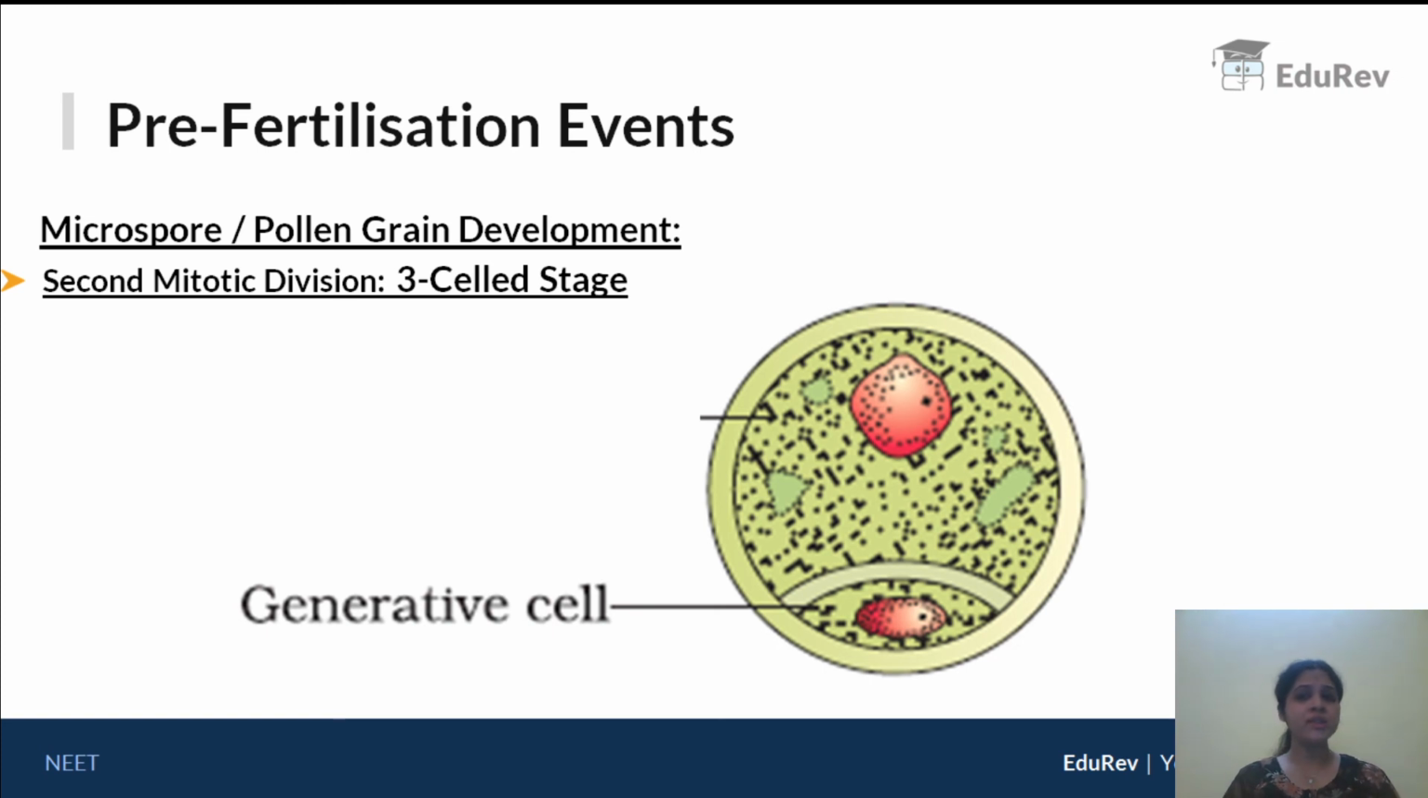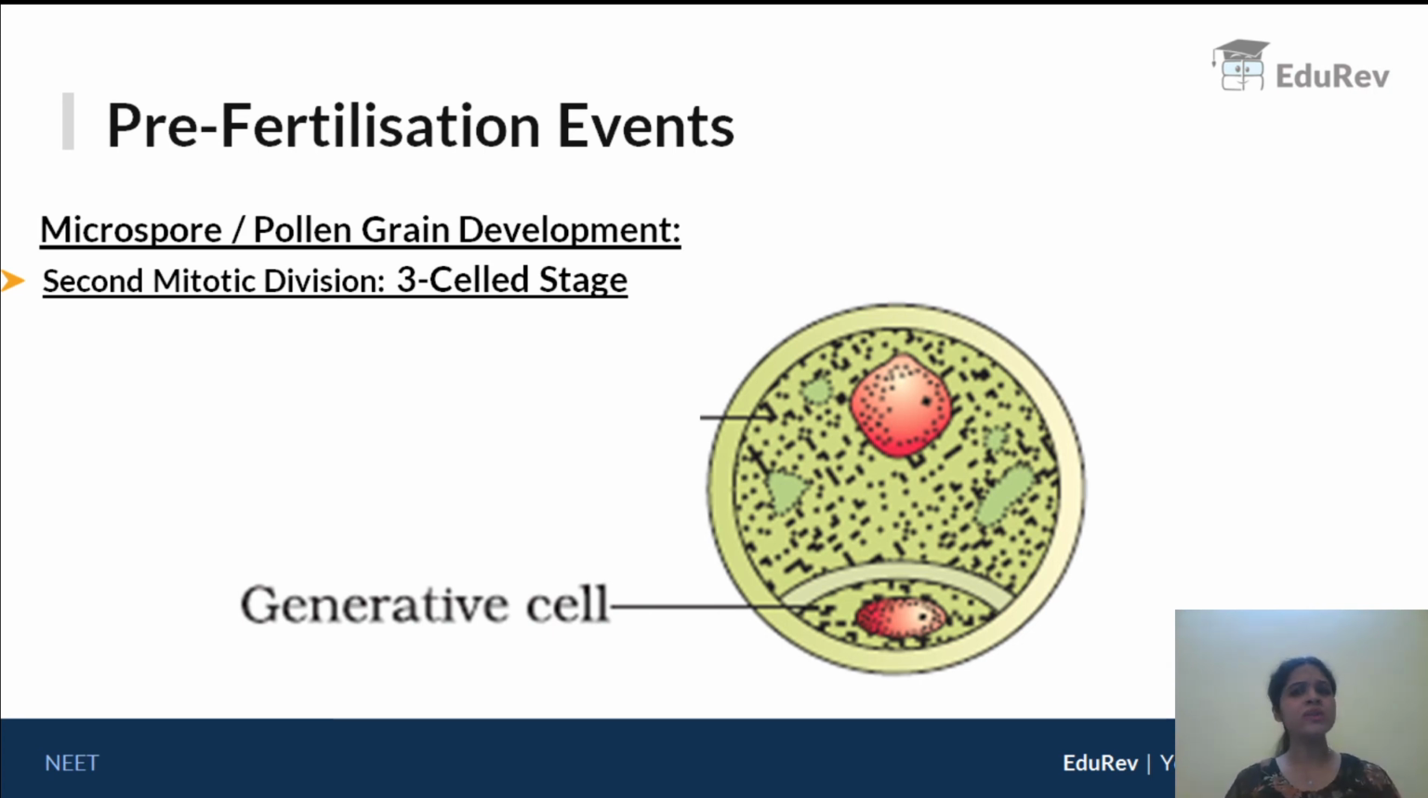So, if it undergoes the second mitotic division, we can clearly say that the generative cell will give rise to two cells. So now, technically speaking, the pollen grain has one vegetative cell, but it has two daughter cells of the generative cell, which means now the pollen grain is in the three-cell stage. So the remaining 40% of your angiosperms will undergo anther dehiscence at this particular stage, three-cell stage.